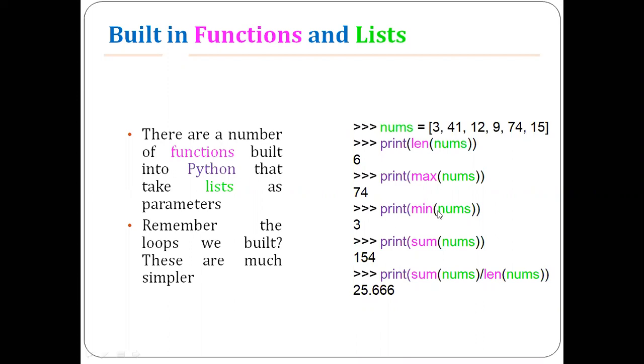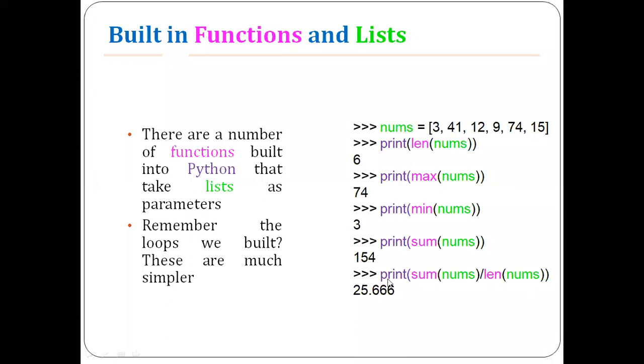And there is another function called minimum, which will print the minimum among all these 6 elements. Out of these 6 elements, 3 is the minimum one, and that will get printed on the terminal. And sum of numbers is nothing but the sum of all these numbers, right? So that is 3, 41, 12, 9, 74 and 15. What you'll get is 154.